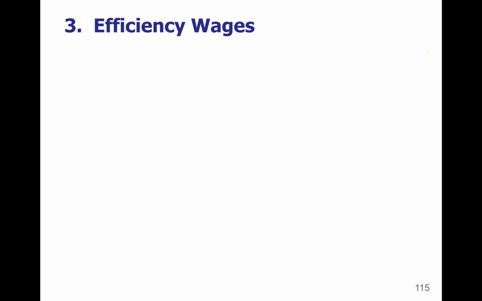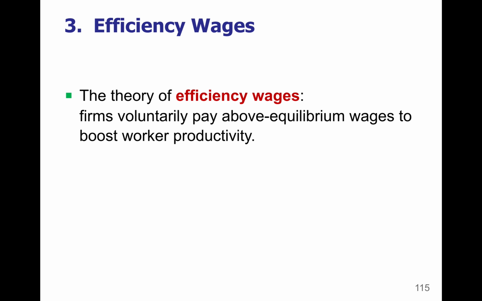Now, a minimum wage is when the government forces a company to pay wages higher than what the market would bear. A union is when a union or an organization forces employers to pay higher wages than what the equilibrium would bear. Efficiency wages are when companies just decide on their own to pay higher wages than their competitors.